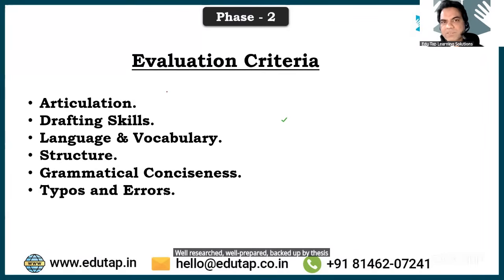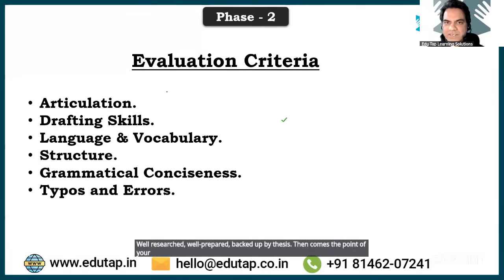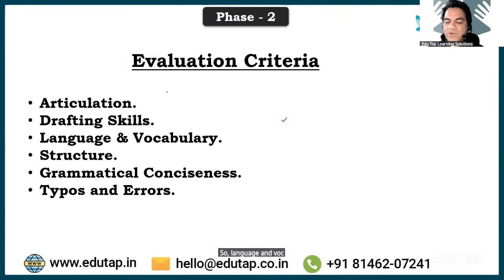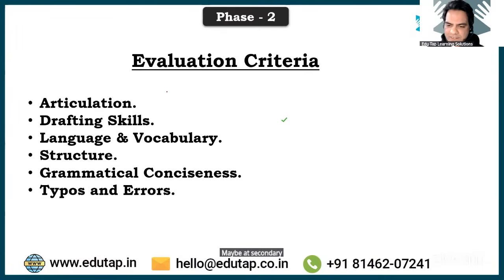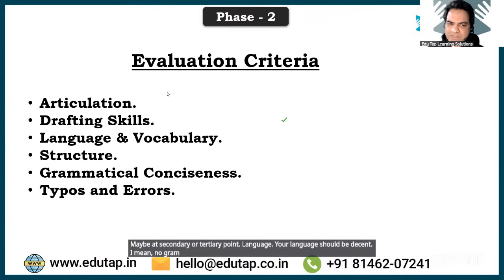Then comes the point of your language and vocabulary. So language and vocabulary is not the first prominent point of evaluation. Language and vocabulary will come maybe at the secondary or tertiary point. Your language should be decent. I mean, no grammatical mistakes, no errors, and the vocabulary used should be up to date, well presented.